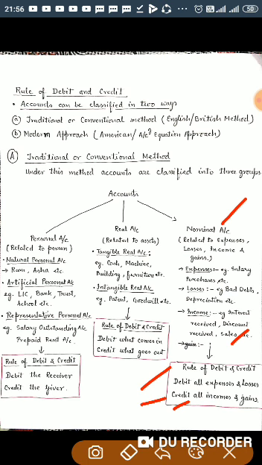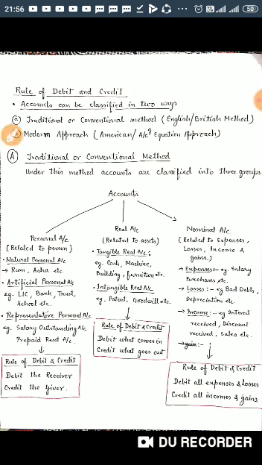So that's all for the day, students, and tomorrow we will learn more about debit and credit rules.